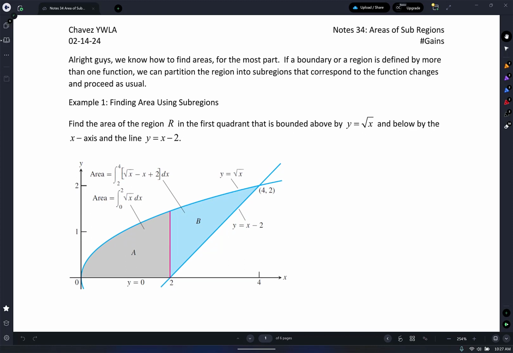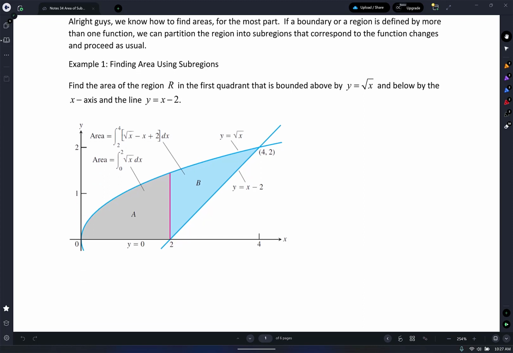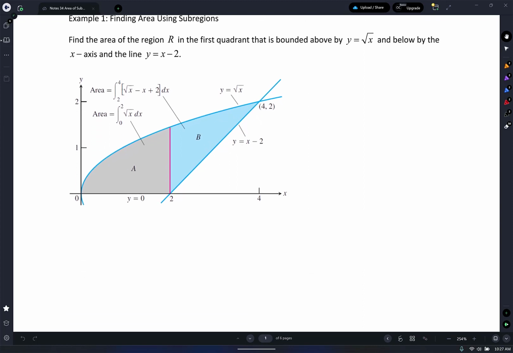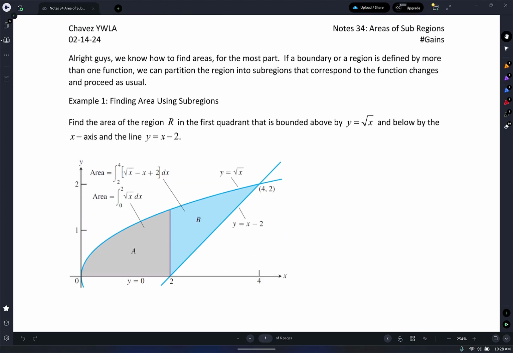Today we're going to learn how to get area of subregions. We kind of already know this, but the new concept is we're going to integrate with respect to y instead of x. So let's do what we know already. All right, so here we go.